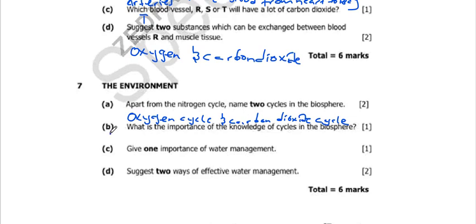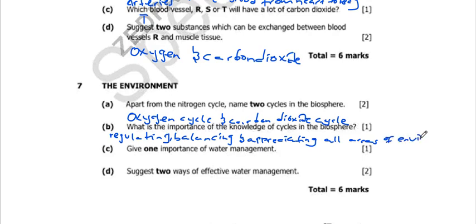So the importance is that it helps in regulating, balancing, and appreciating all areas of our environment. If you have knowledge of the cycles of the biosphere, you know the importance of keeping enough animals, you know the importance of planting trees, you know the importance of having enough water and preserving water, and so on and so forth.